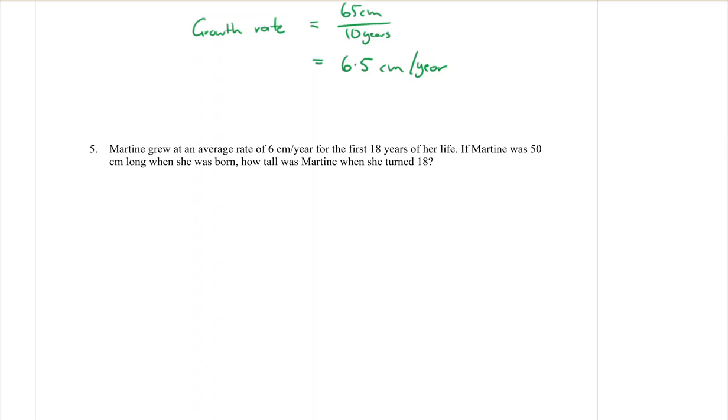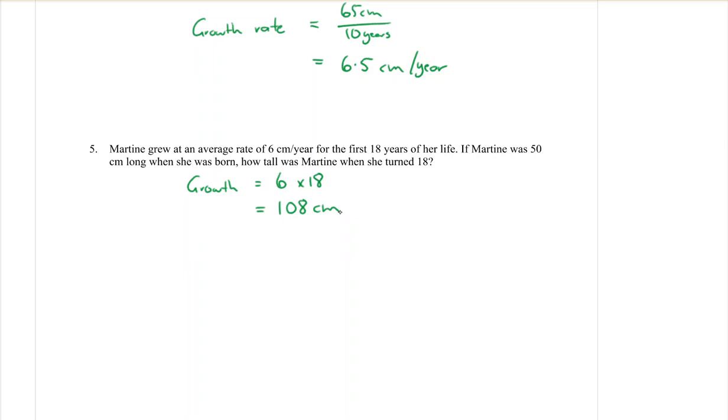Okay, so this is kind of reversing it a little bit. I know the average growth rate and I want to find out how tall she is when she's 18 years old. So let's find out how much she has grown, her growth. If she grows by 6 centimetres a year on average, and she does that for 18 years, I want to do 6 times 18, which means that her growth is 108 centimetres.